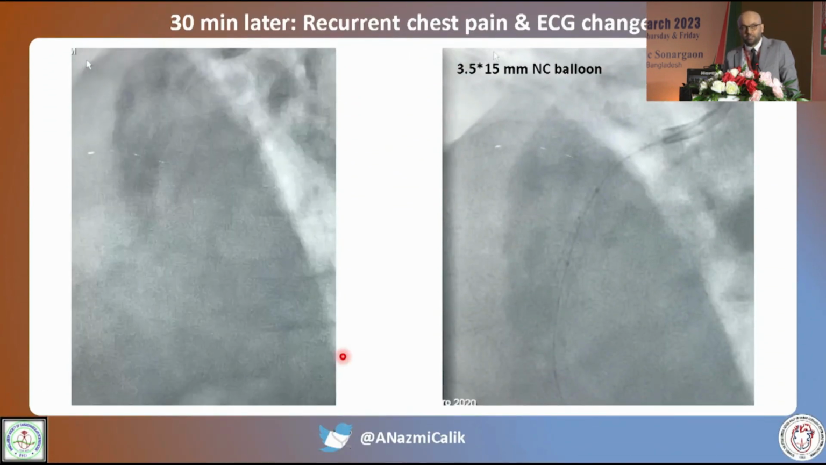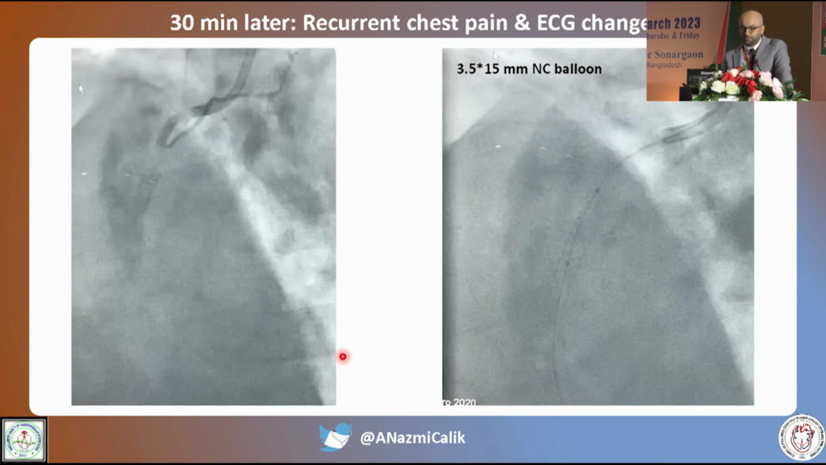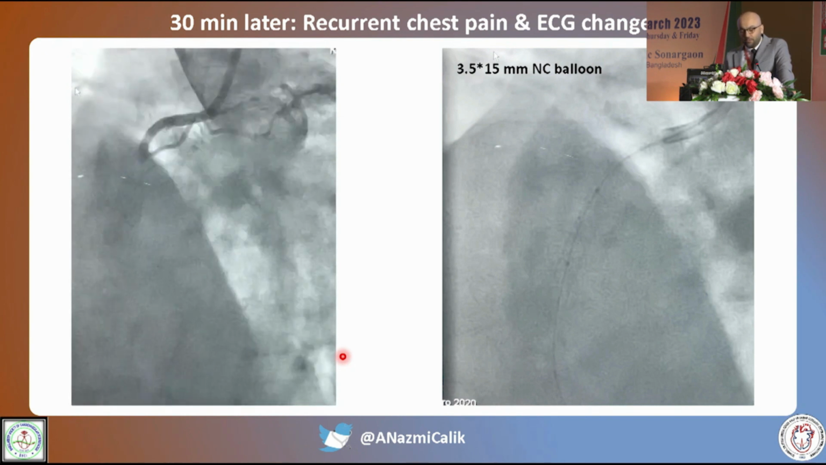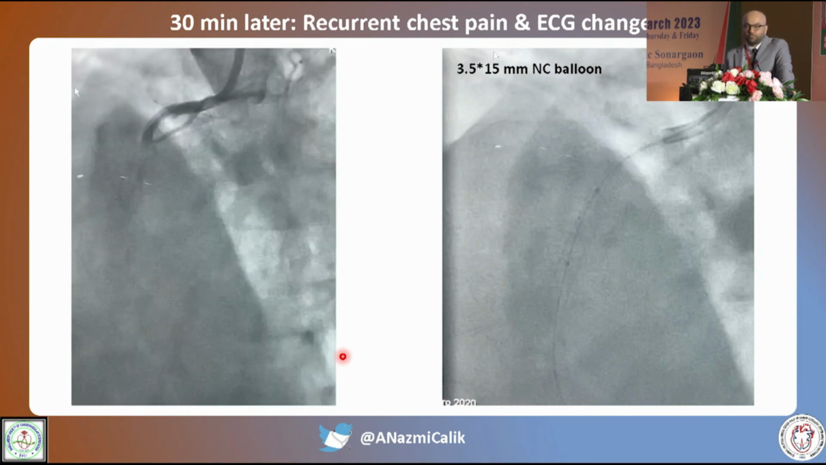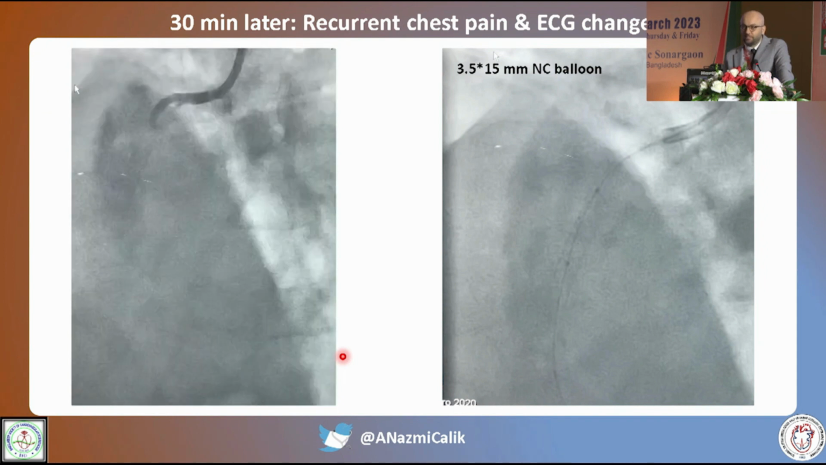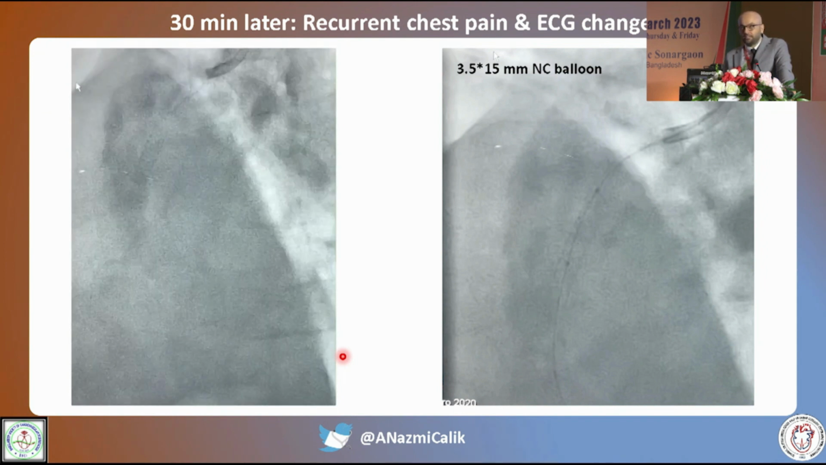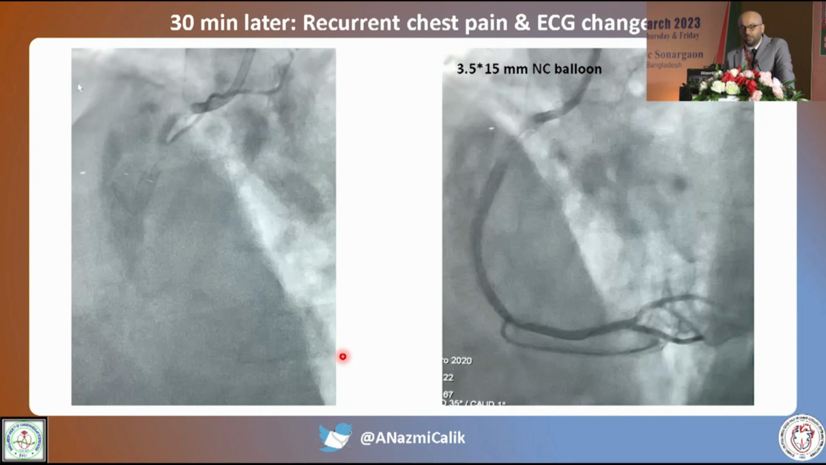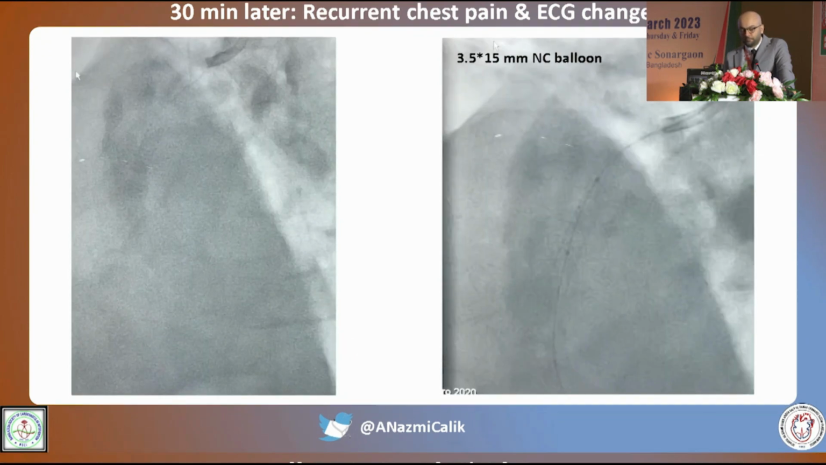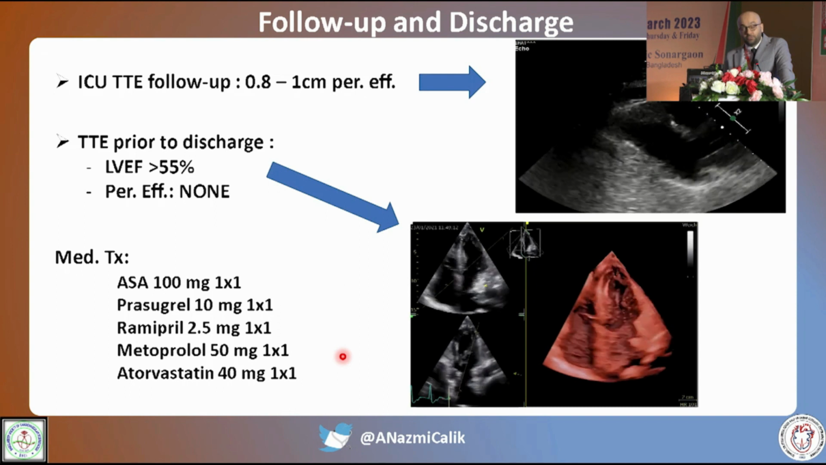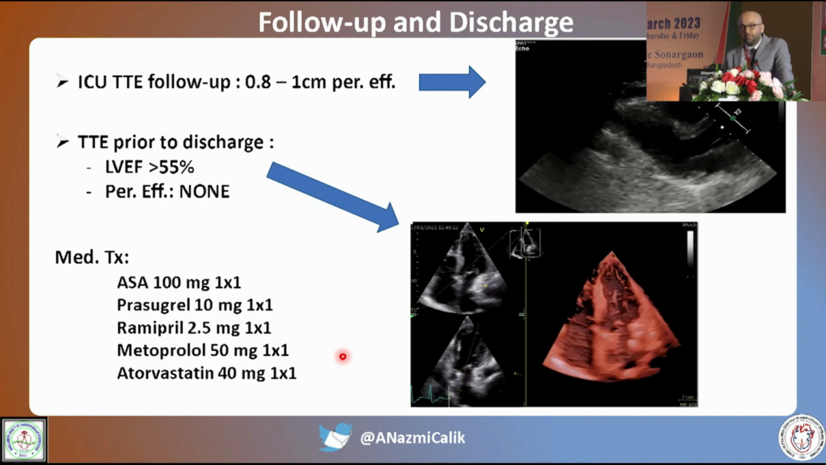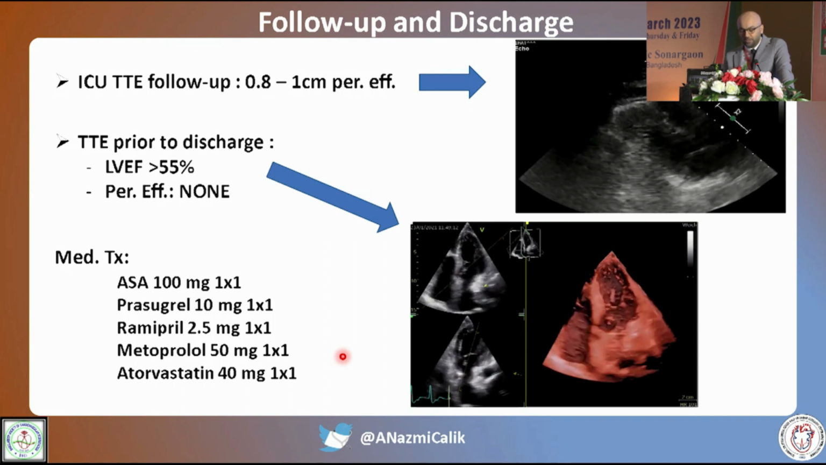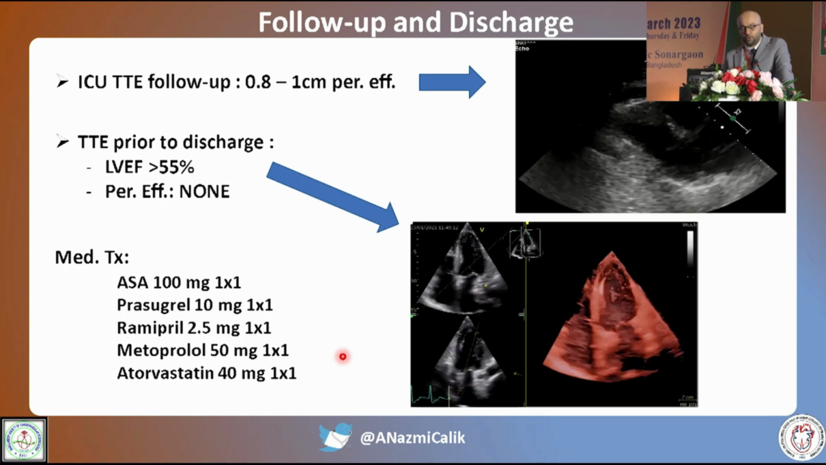After 30 minutes, the patient had another recurrent chest pain and ECG changes. When we took him to the cath lab again, we saw that, probably because of the protamine which was administered, the covered stent was occluded. After an NC balloon, this was pretty straightforward, and we achieved a TIMI-3 result. During the ICU follow-up, we saw a very limited pericardial effusion, which was totally gone before the discharge, and the ejection fraction of the patient was fortunately preserved.